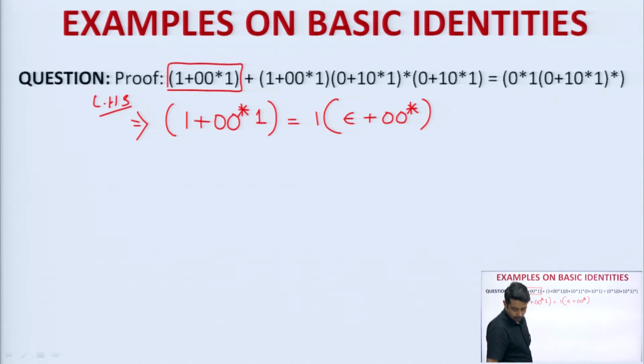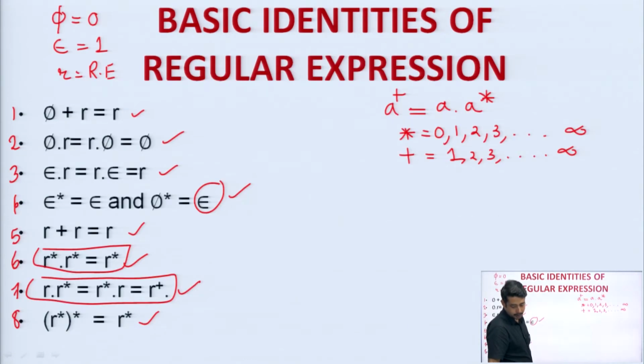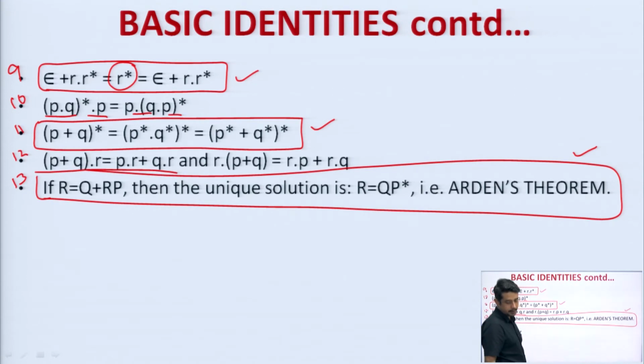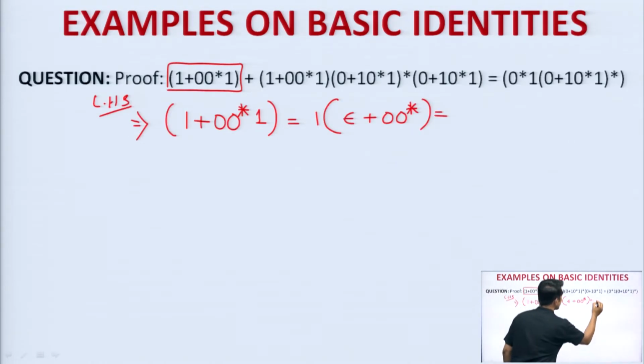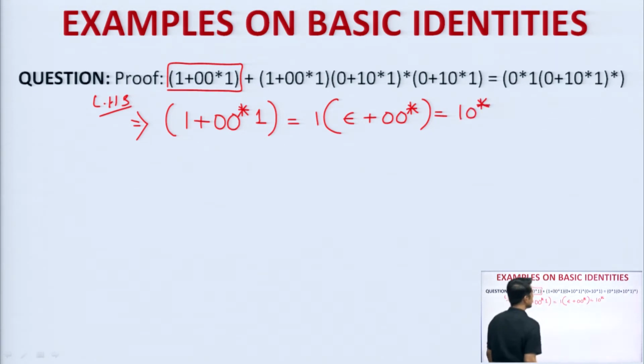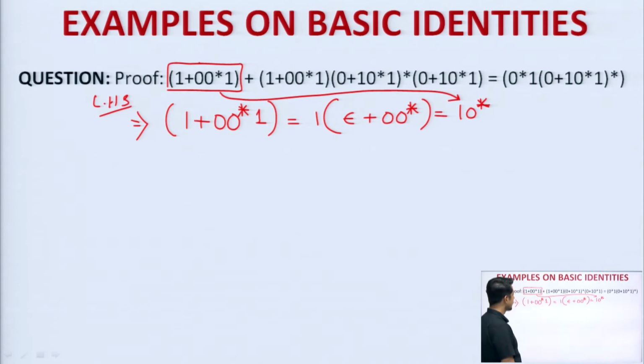So, I think if you can go back to the previous identities, this 9th identity says that epsilon plus r star will give you r star only, correct. So, using this identity I can write down like this: epsilon plus r star will give you r star. So, 1 0 star. That means this expression can be written in this particular form. So, I have simplified this expression, clear.